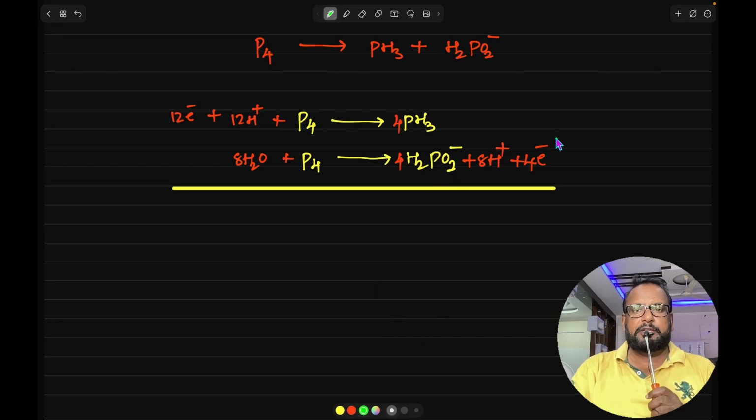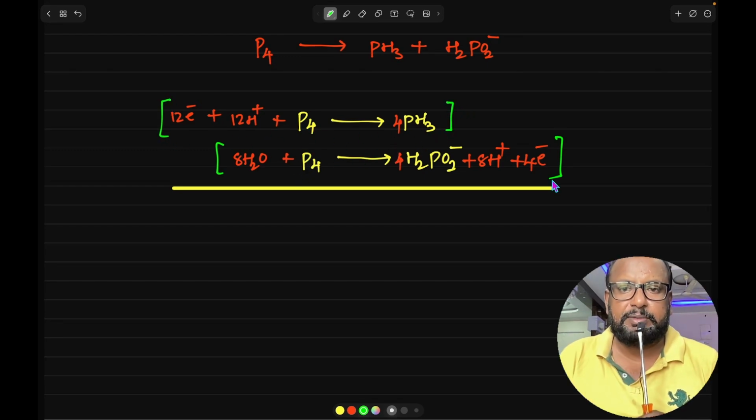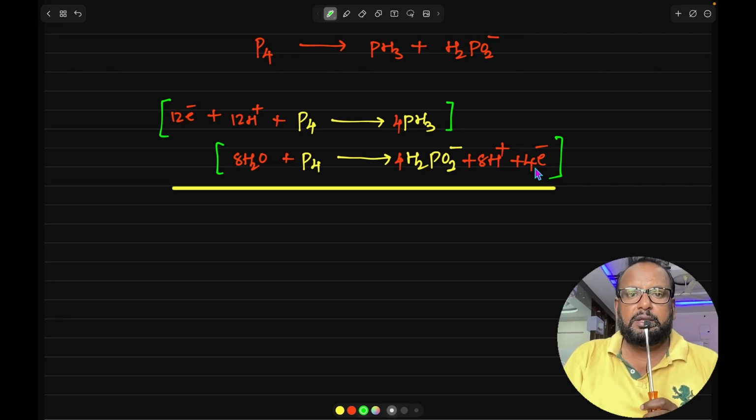Now I'll merge both the reactions. Before it, I make sure the number of electrons required in a reduction reaction are equivalent to the number of electrons released in an oxidation reaction. So I need to multiply it by 3 so that electrons are equalized. This has to be multiplied by 3, this by 3, this by 3.